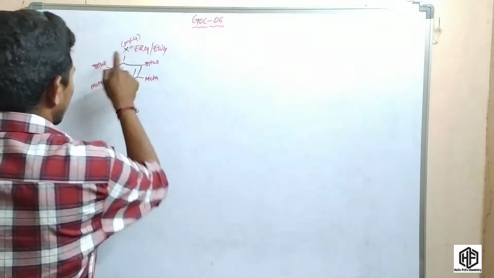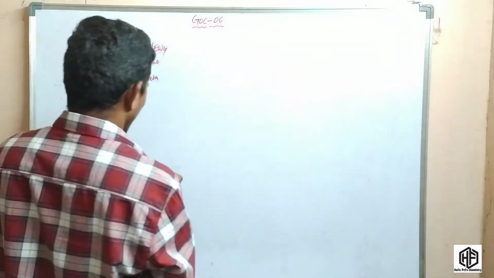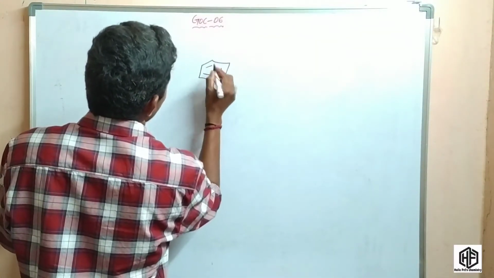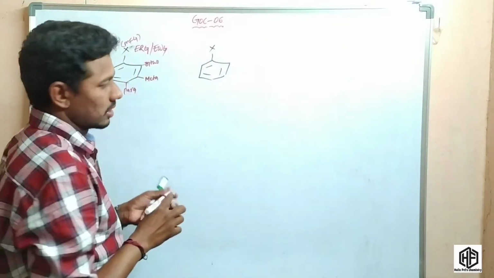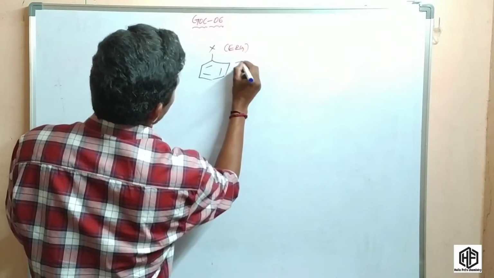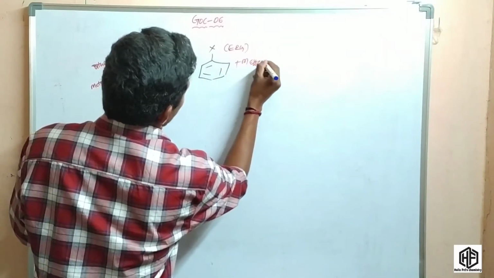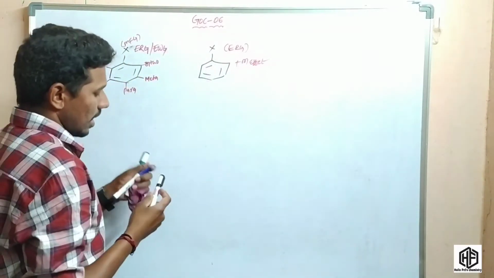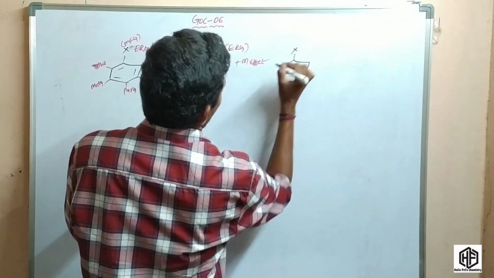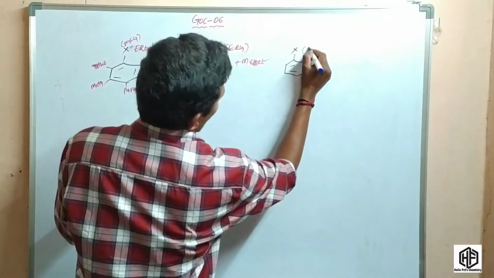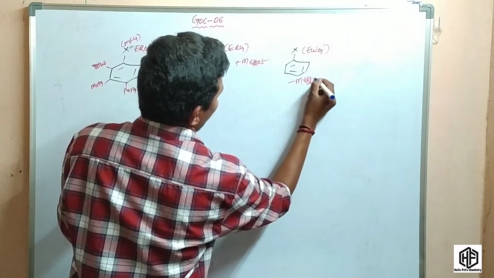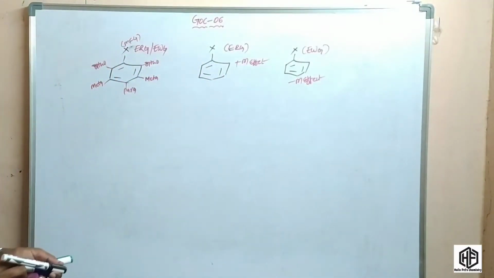In this position, when X is an electron releasing group, for example, this is my benzene ring and it has X, an electron releasing group, it is caused by the plus M effect. When the benzene is connected with X, an electron withdrawing group, it causes the minus M effect. This is caused by the minus M effect.